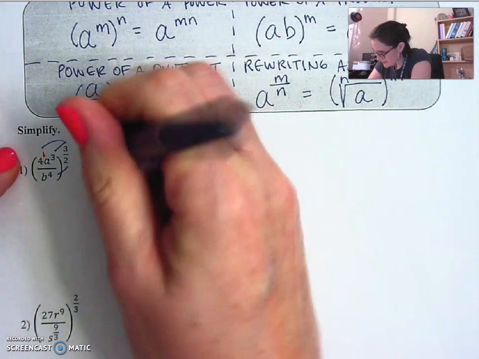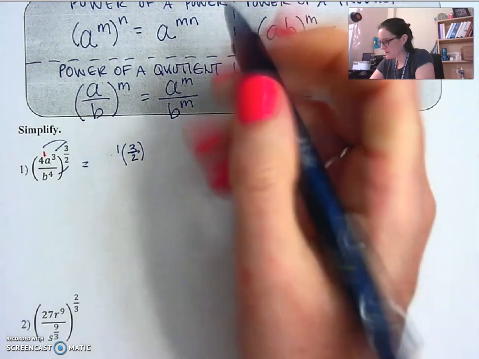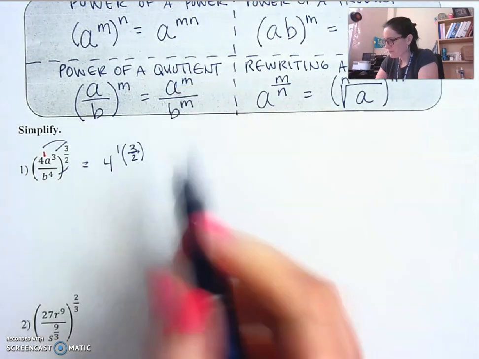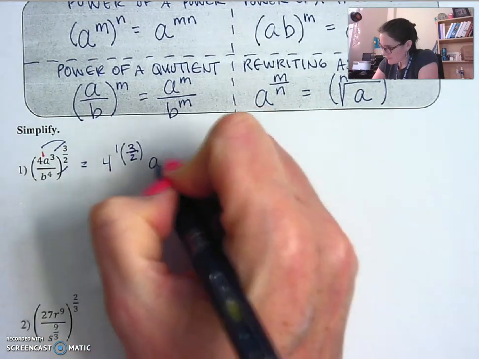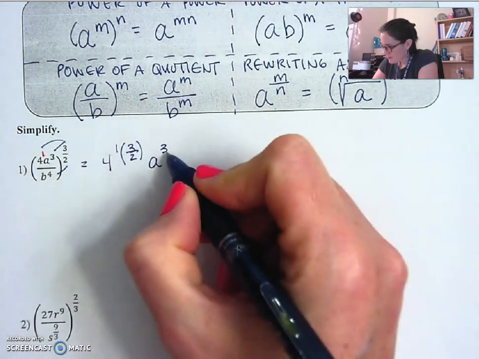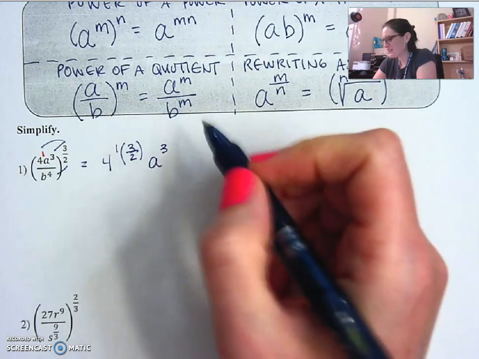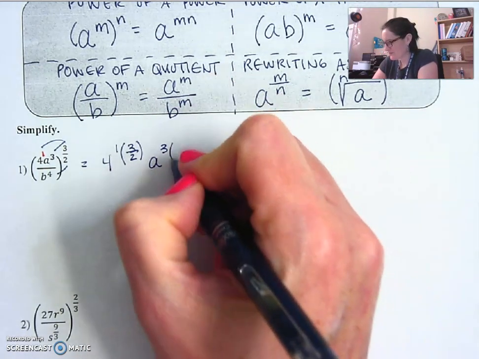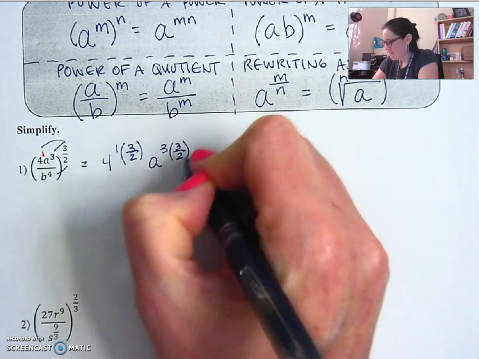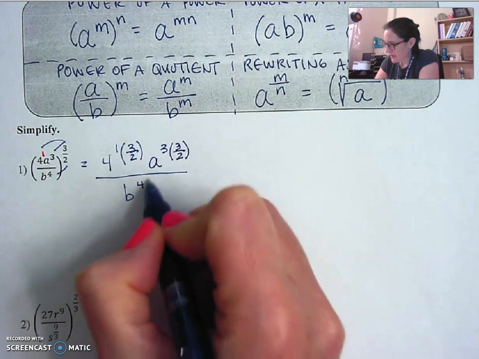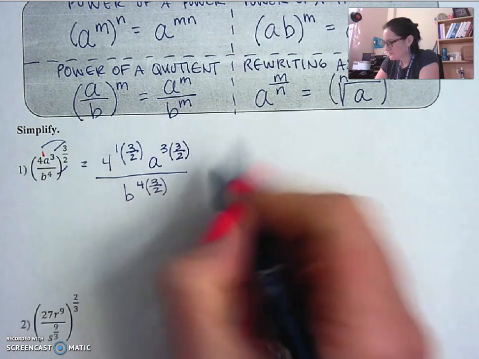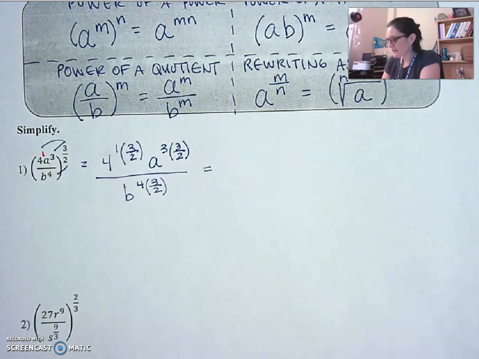Let me write this better. It's just the exponent that's times the 3/2. So 4 to the 1 times 3/2, a cubed, so a to the 3rd, I can speak regular, times 3/2. And then in the denominator, it's b to the 4th times 3/2. So we're going to focus right now on the exponents doing that multiplication.